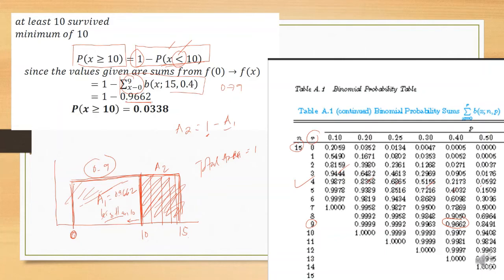So, ulitin ko paano i-read. Make sure nandito kayo sa tamang N, 15. And then you go sa R, this is the R. You find 9. Okay? And then you find the probability given in the problem, which is 0.4. And yung intersection will be your answer. No? Ano to, cumulative distribution function ito.